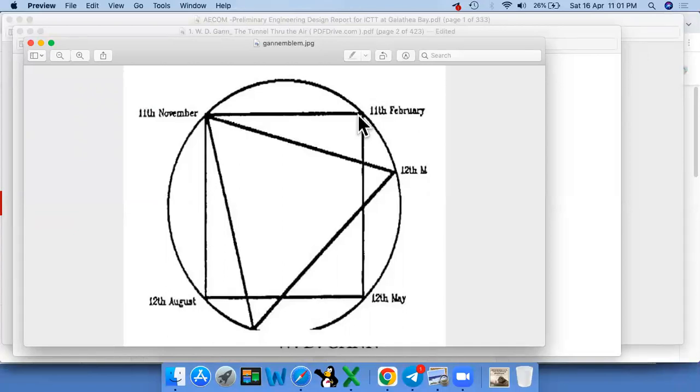So cycles can be of two types. One is the 90-day cycle, as we have shown in the form of a square, or it can also be in the form of a triangle, which represents 120 days, right? So this is the first thing that we have seen.